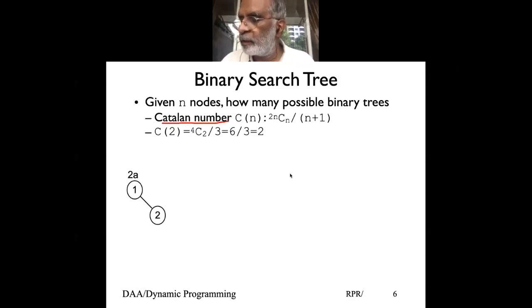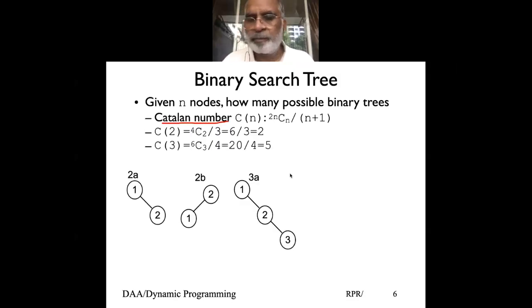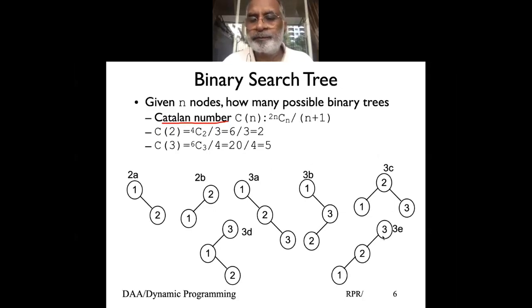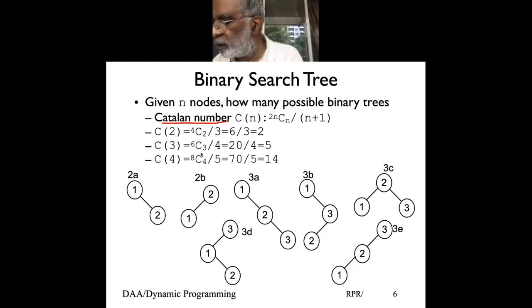So let me do that again. If we look at my, when n is equal to 3, I have a total of... I have some issue, just give me a minute.